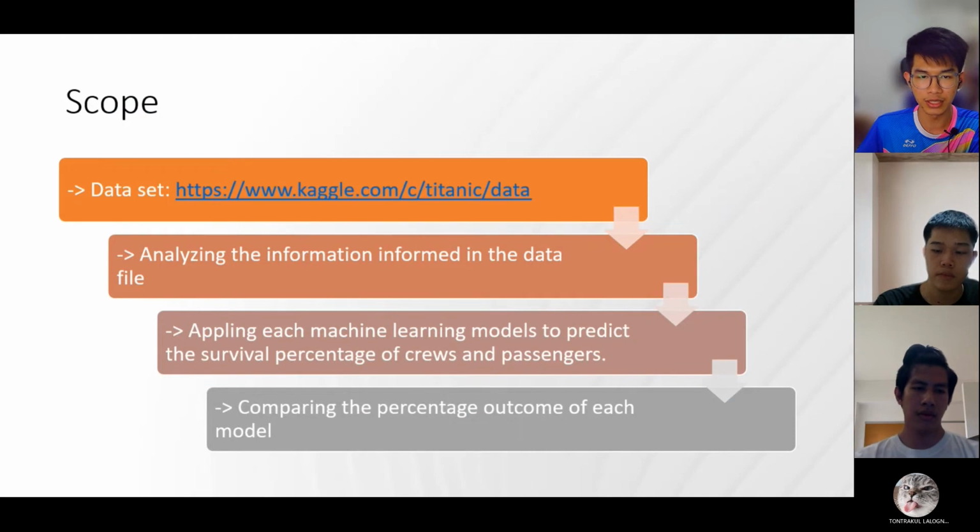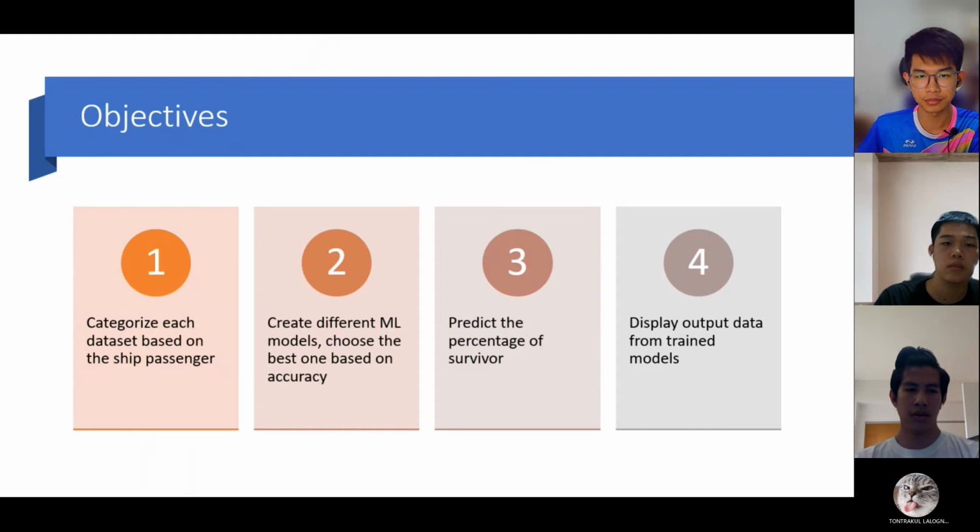The scope: first, we use the datasets as presented above. Next is to analyze each useful piece of information. Third is to apply each machine learning model. And the last one, comparing each model's percentage outcome after customization. The objective: first, categorize each dataset. Second, create different machine learning models. Third, predict the percentage of survivors. And fourth, display output data from trained models.